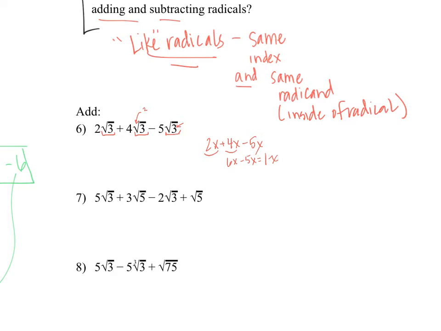So I have 2 of these things plus 4 of these same things minus 5 of those same things. So that's going to leave me with 1 of these radical 3's. Or you could just write radical 3. They're both the same.